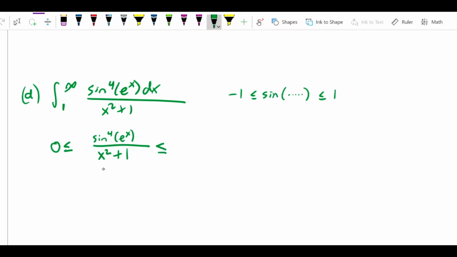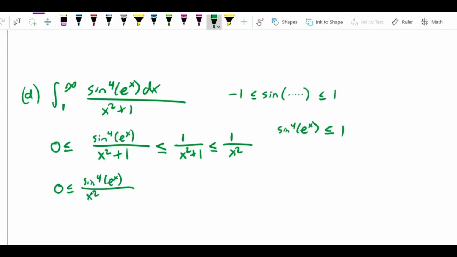So therefore I know that sine to the fourth of e to the x, dx over x squared plus 1, is going to be between 0 and 1 over x squared plus 1. It has to be less than or equal to that because sine to the fourth of e to the x can't be any greater than 1. Now I can simply observe that 1 over x squared plus 1 is less than or equal to 1 over x squared, and I now have my inequality: 0 is less than or equal to the given integrand, which is less than or equal to 1 over x squared.